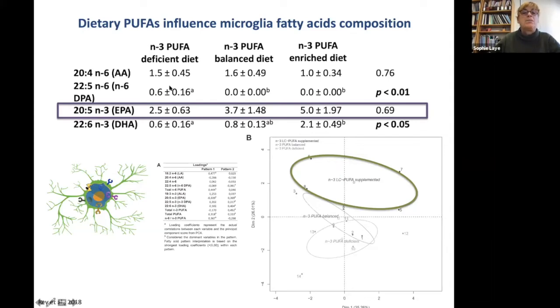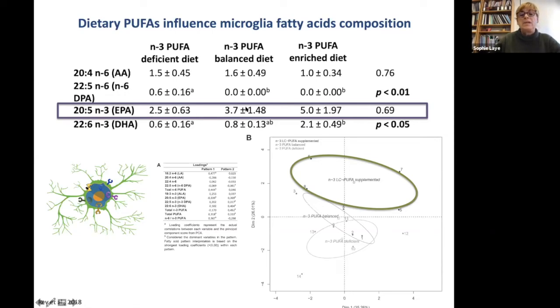We submitted mice to different diets. So a diet that is deficient in omega-3, a diet that is balanced in omega-3 and omega-6, and a diet that is enriched in EPA and DHA, so the long form of omega-3. And we measured in microglia that were sorted out of the brain of these mice the amount of omega-3 and omega-6 found in these cells. And actually what we found, and it was really a big surprise, is that those cells have a lot of EPA as compared to DHA.